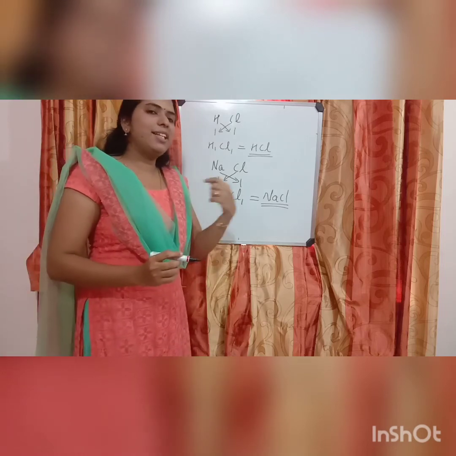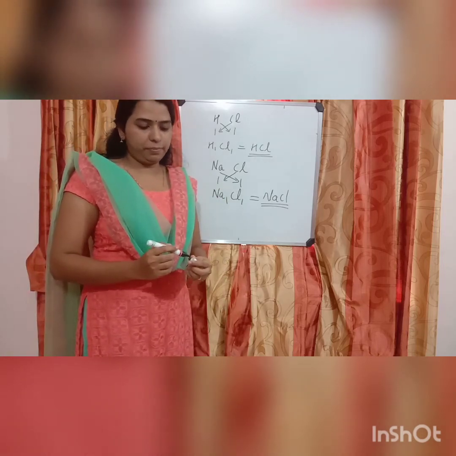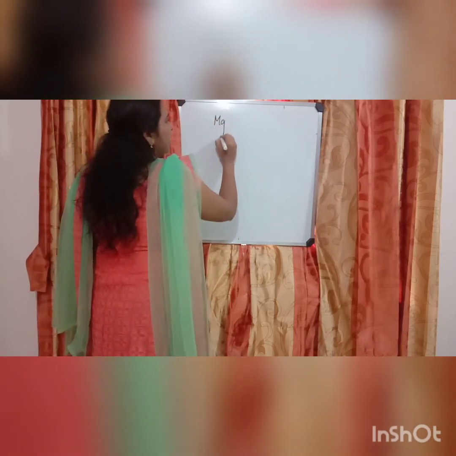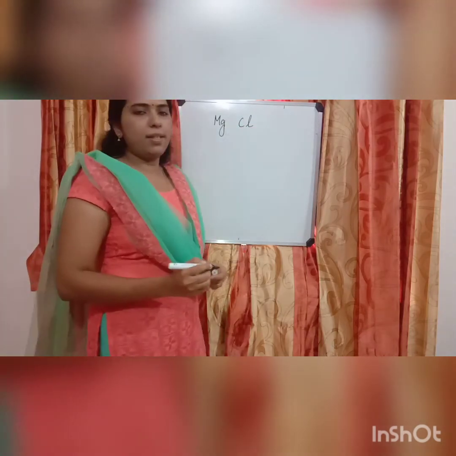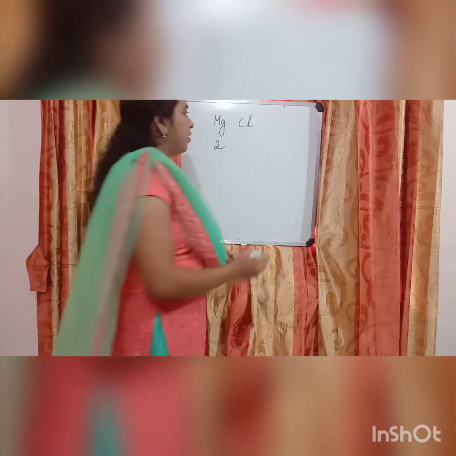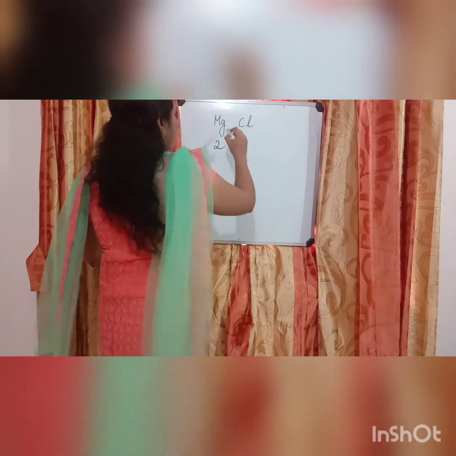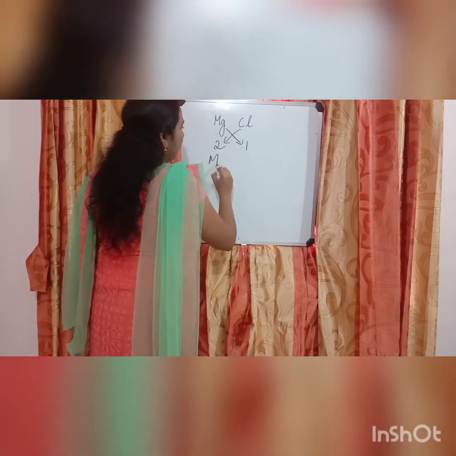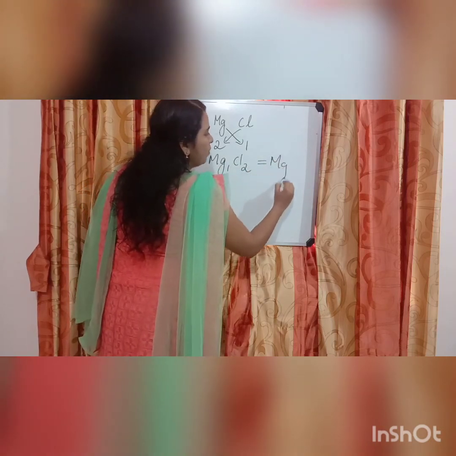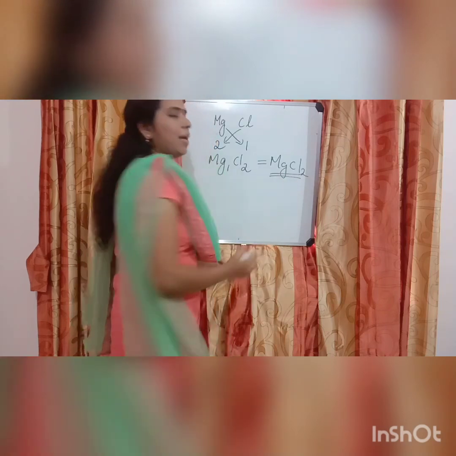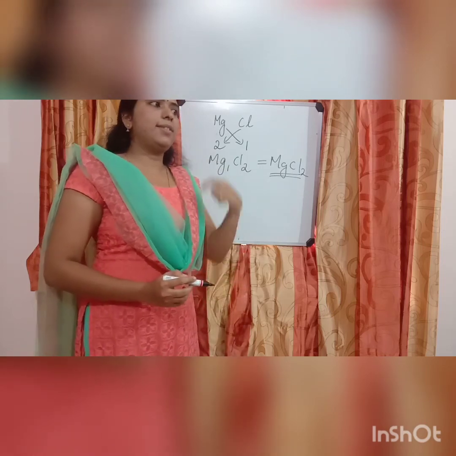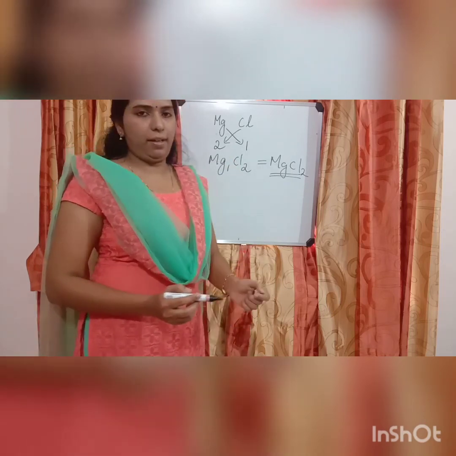Okay. Then let us consider another simple example, that is magnesium chloride. Here magnesium is the metal and chlorine is the non-metal. And what is the valency of magnesium? Yes, 2 is the valency of magnesium and the valency of chloride is 1. So just cross multiply it, then you will get Mg1Cl2. So you can write this as MgCl2. So this is the chemical formula of magnesium chloride.